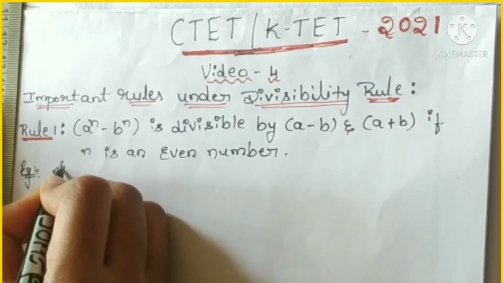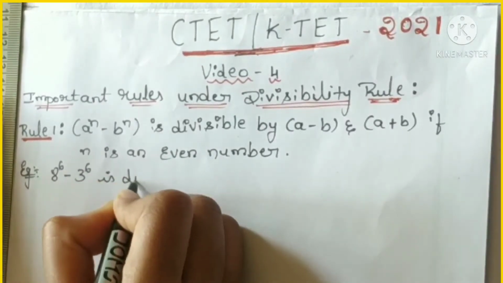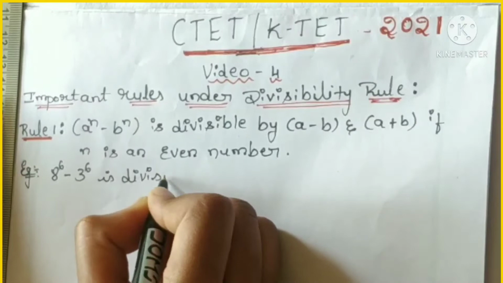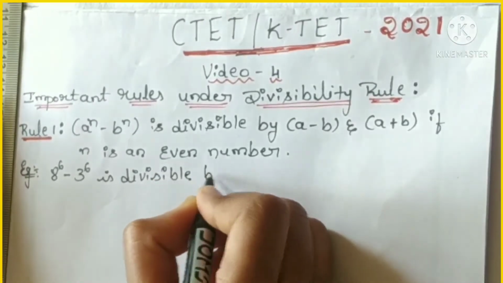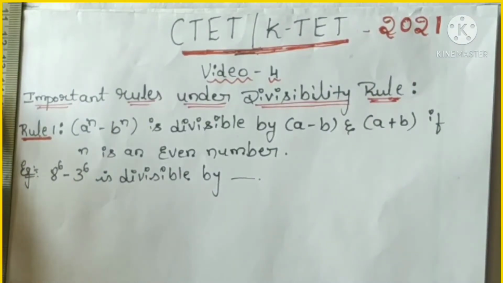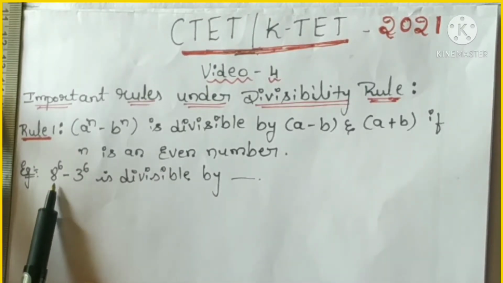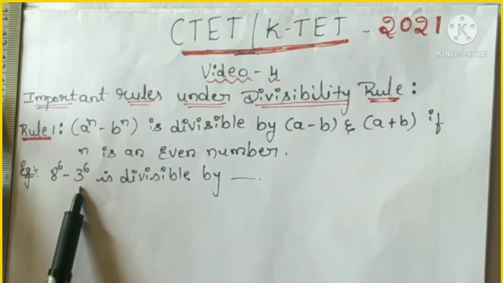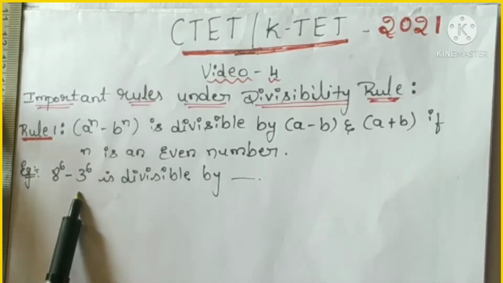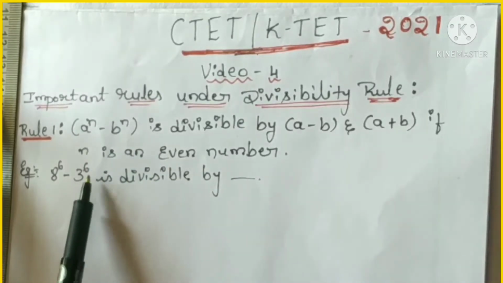8 to the power of 6 minus 3 to the power of 6 is divisible by dash. Suppose they ask a question like this, firstly we have to compare the given data with the rule. Here if you observe, the given data is 8 to the power of 6 minus 3 to the power of 6. This is of the form a to the power of n minus b to the power of n, where n is even. Here 6 is an even number.